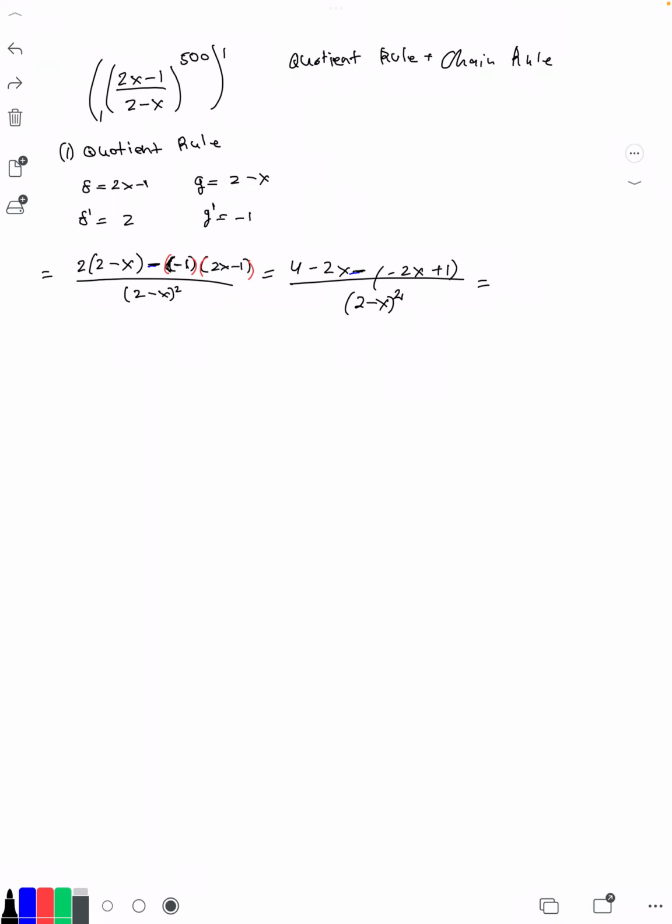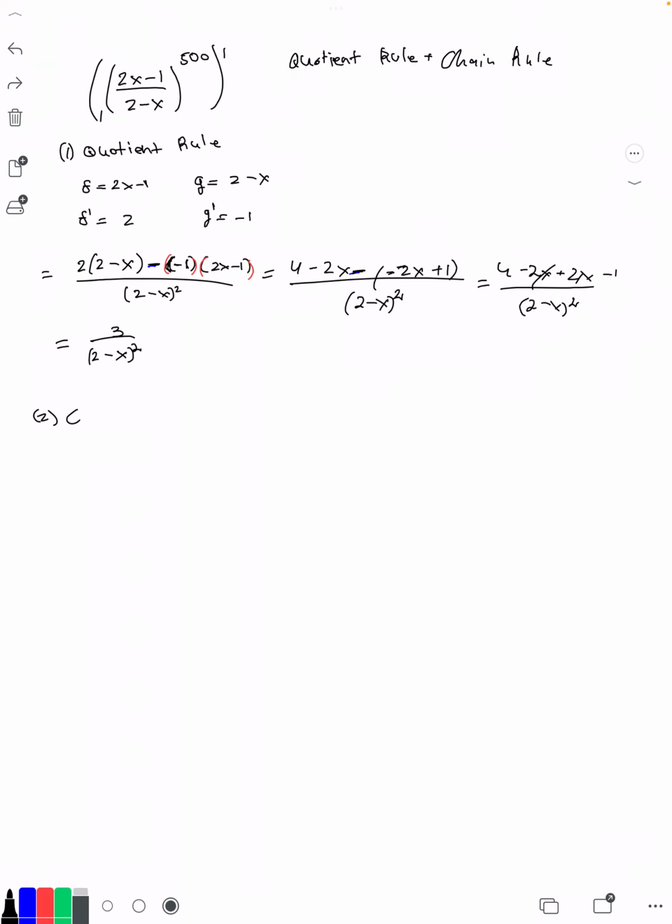Now we're just going to open it up, 4 minus 2x. So since we have a minus here, we're just going to change the minuses and pluses here. So we have plus 2x and minus 1. All that is divided by 2 minus x to the power of 2. 2x disappears. We are left with 3 divided by 2 minus x to the power of 2.